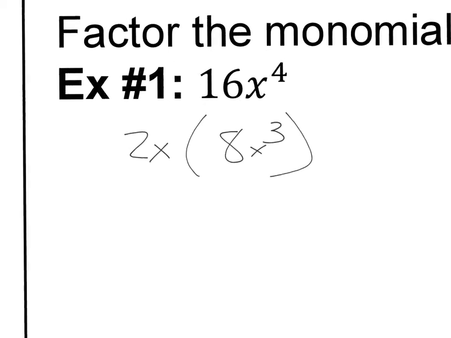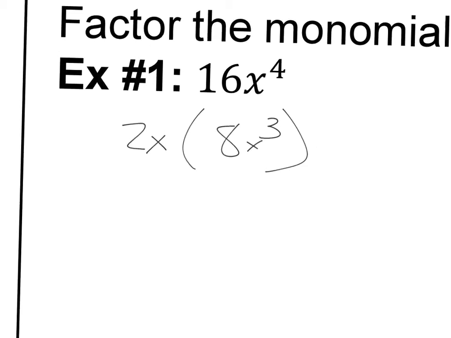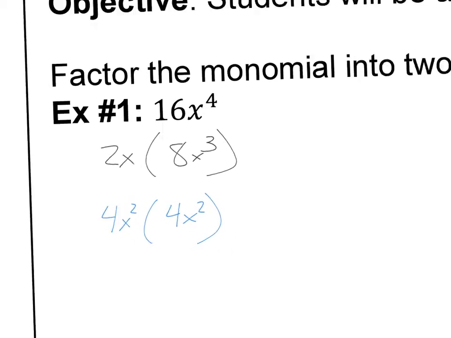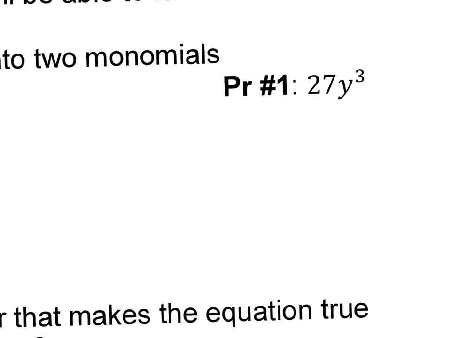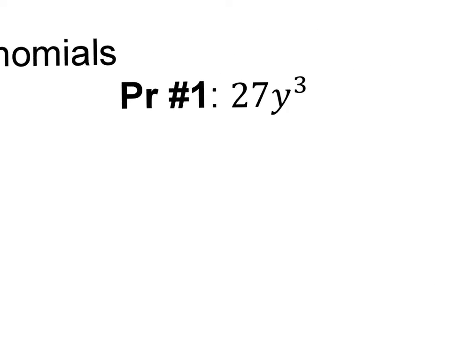Now there's more than one correct answer. I could have also said 4 times 4 and x squared. There, that's also two monomials. The point is that I just need to break it up into something that works, okay? So same thing here. Why don't you guys go ahead and just try that real quick. Break it up into two monomials that equal 27y cubed. Pause the video. I'll put a couple answers up there in a second.